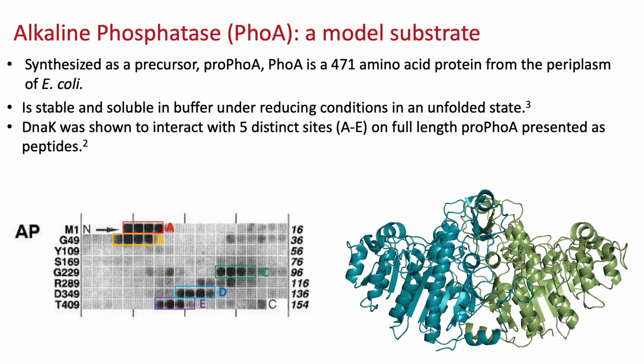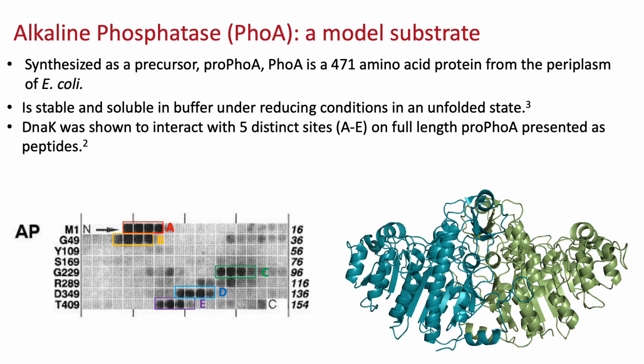In order to study DnaK's interaction with a full-length substrate, we chose alkaline phosphatase A, which is shown to be an endogenous substrate of DnaK. It's synthesized as a precursor and is then translocated to the periplasm of the E. coli, where it matures to its 471 amino acid self as a dimer.